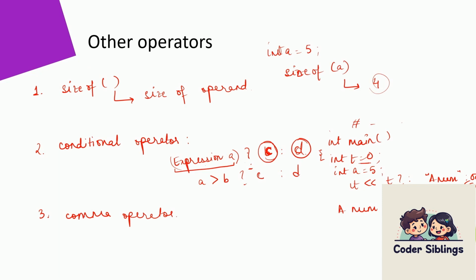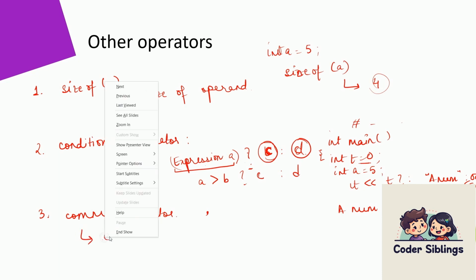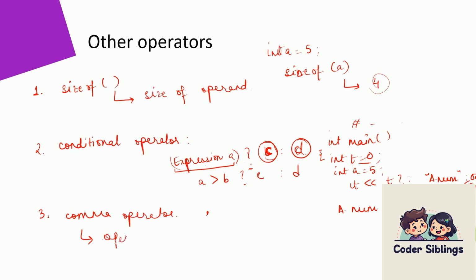So lastly, what we have with us is the comma operator. The symbol is this. It is a binary operator, and it evaluates the first operand and discards the result, then evaluates the second operand and returns the value, right? So the comma operator has the lowest precedence, and it acts both as an operator and a separator.